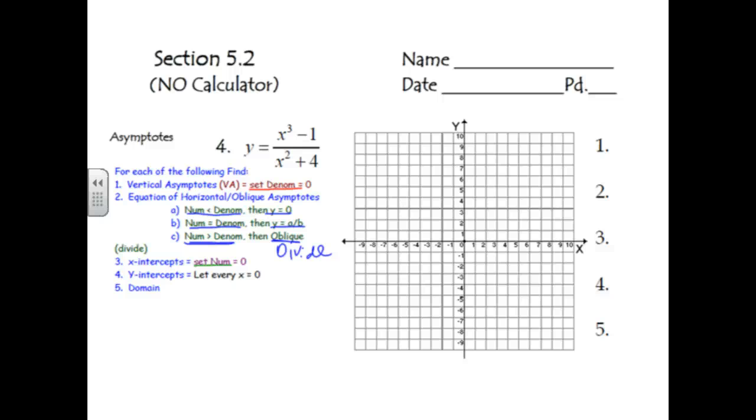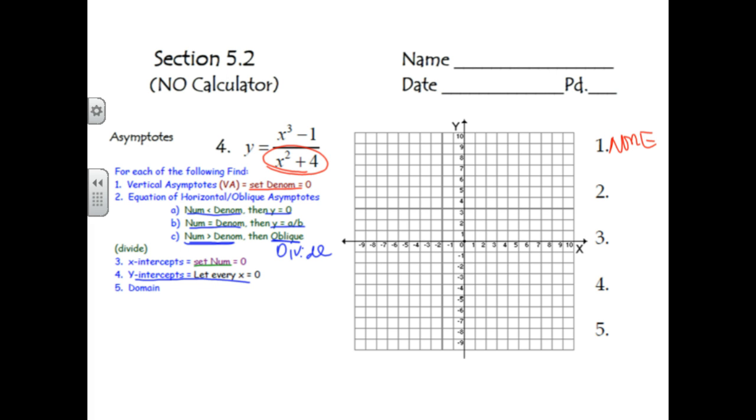Instead of letting y be 0, you can just set the numerator equal to 0 a little bit faster. To find the y-intercept, we let every x be 0. So those are the rules that we're using for each problem. This one's kind of interesting because if I set the denominator equal to 0, then there's none. So there's no vertical asymptote, no dads in the house.